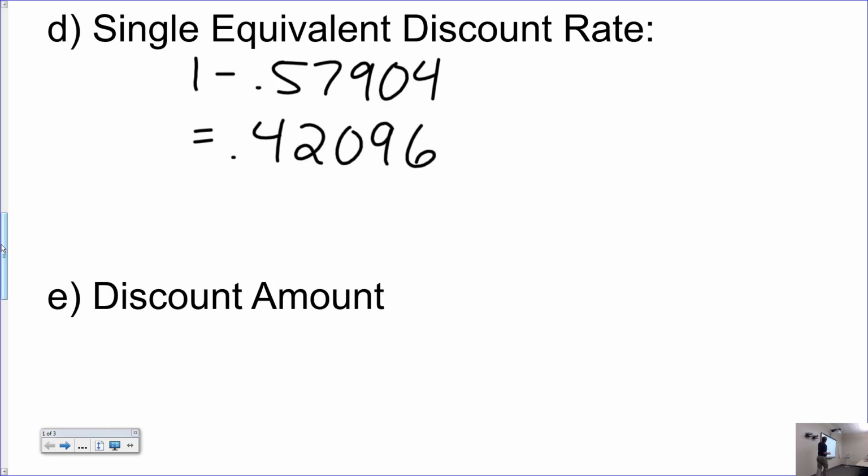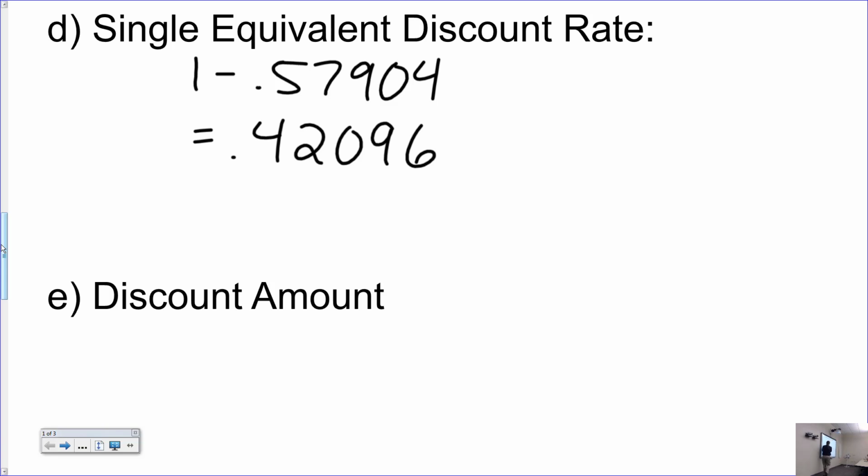And remember that this represents essentially your discount as one number, right? We are technically getting a 42.096% discount, all right? With that 30/8/12/6. That's what a discount is as one number.